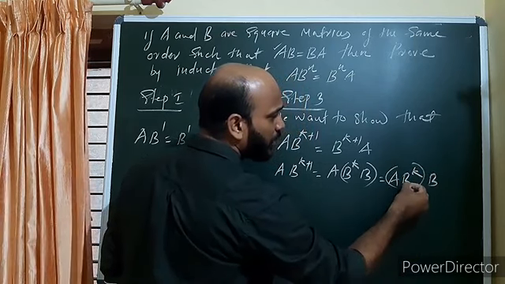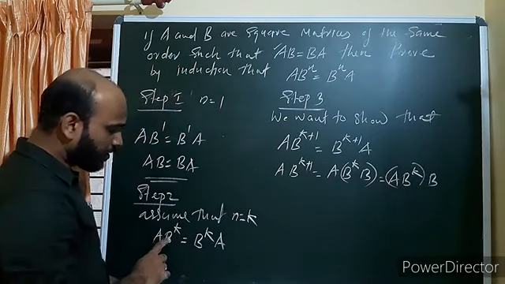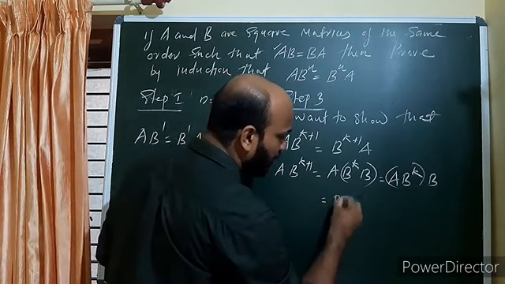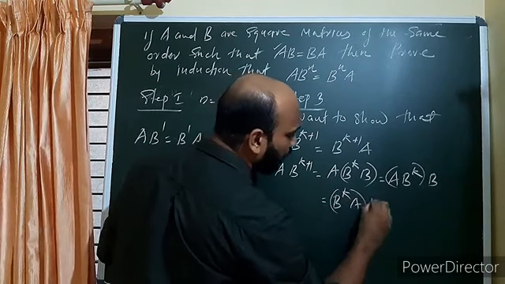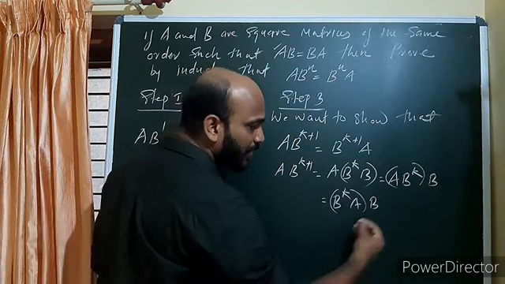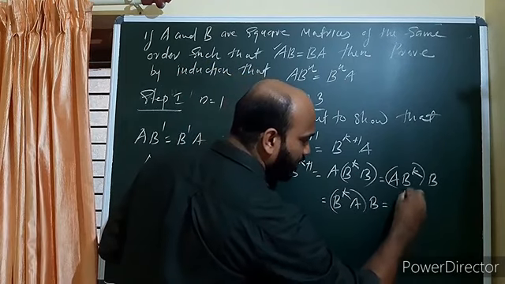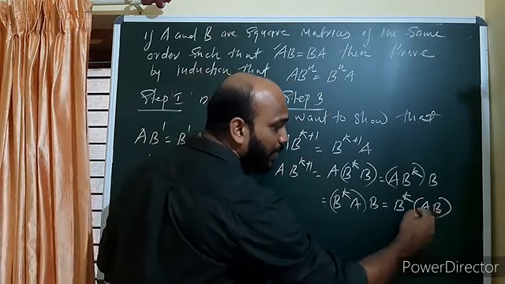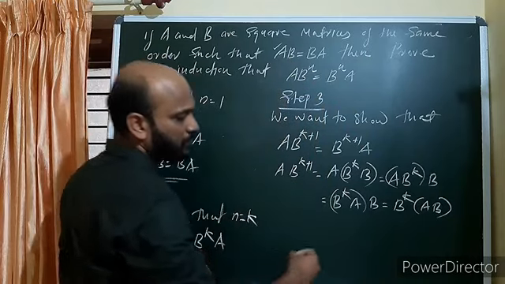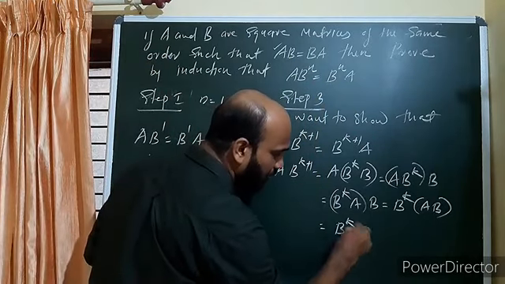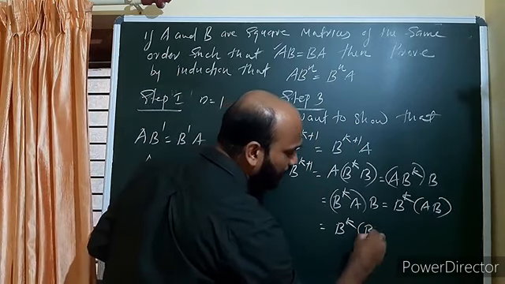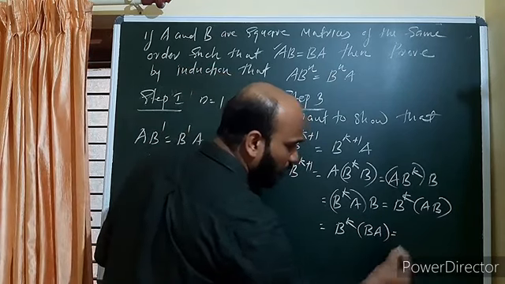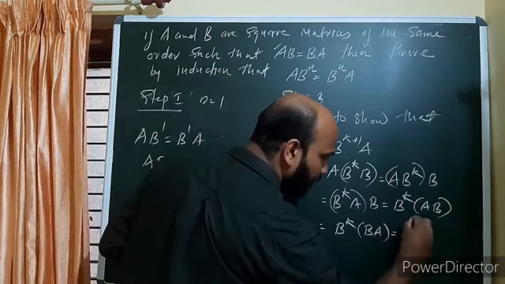Now what is A into B raised to k? By step 2, A into B raised to k equal to B raised to k into A. So in place of A into B raised to k, we can write B raised to k into A, into B. So again by associative property, what will you get? B raised to k into AB we will get. Now AB is equal to BA. It is also given. So we will get B raised to k into, in place of AB, we can write BA. Because given it is commutative, so you have to use associative property once again. So we will get B raised to k into B, into A.